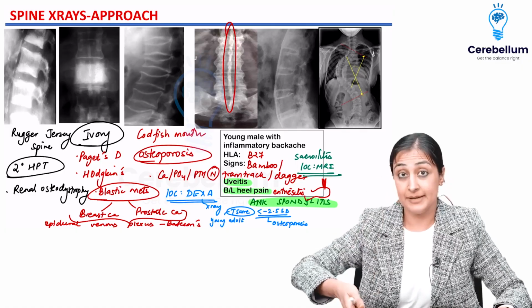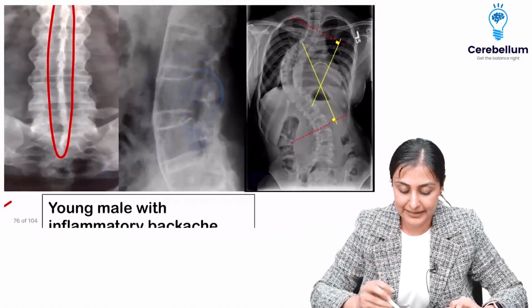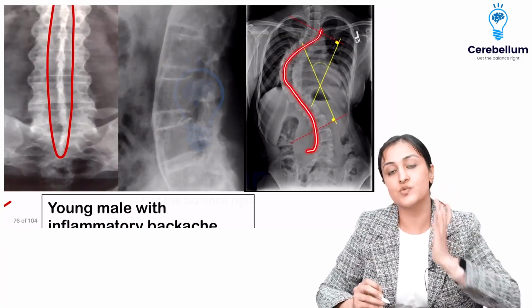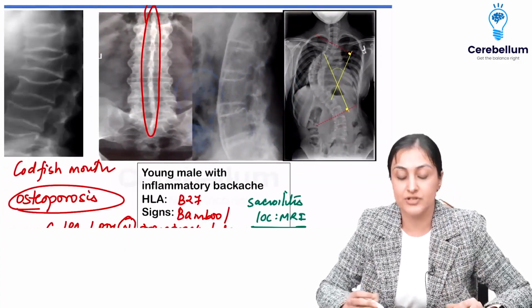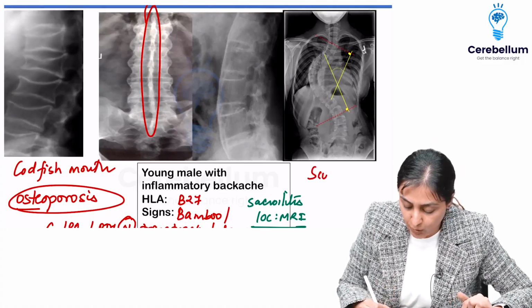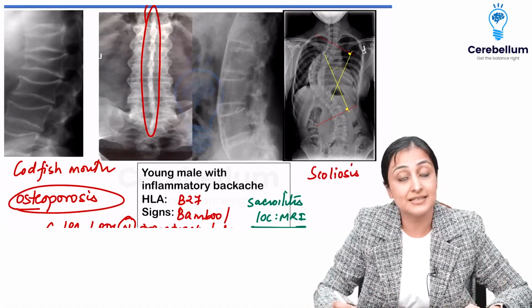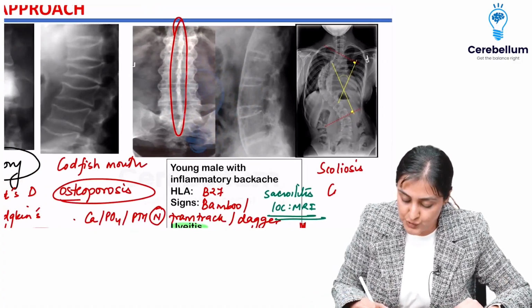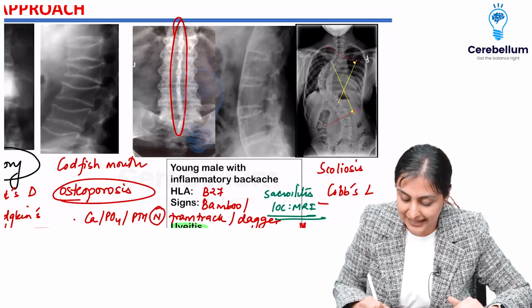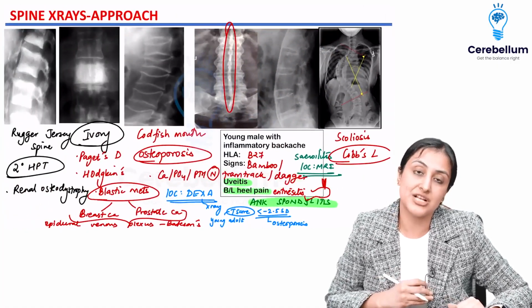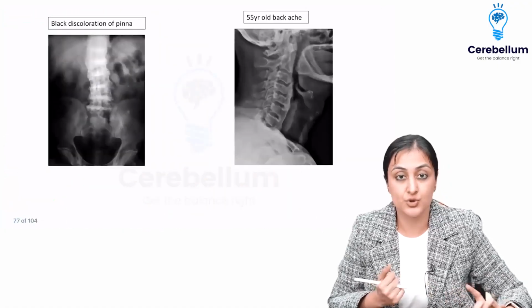Looking at the next image, you can see here in the spine that there is a lateral curvature which is associated. So this lateral curvature of the spine is what we call as scoliosis. They frequently ask you what is the angle that is being measured here. So this is what we call as the Cobb's angle. This is the Cobb's angle which tells us about the severity of scoliosis.